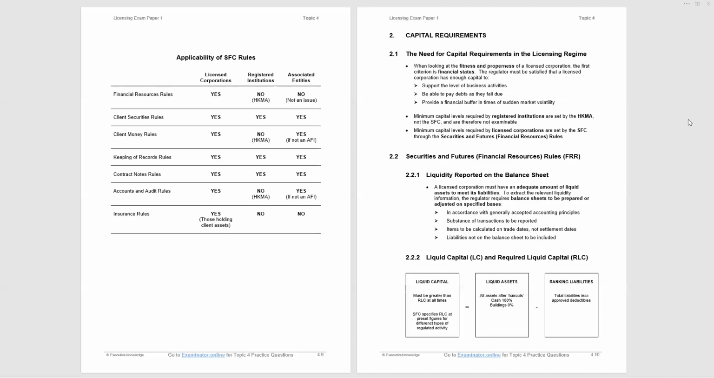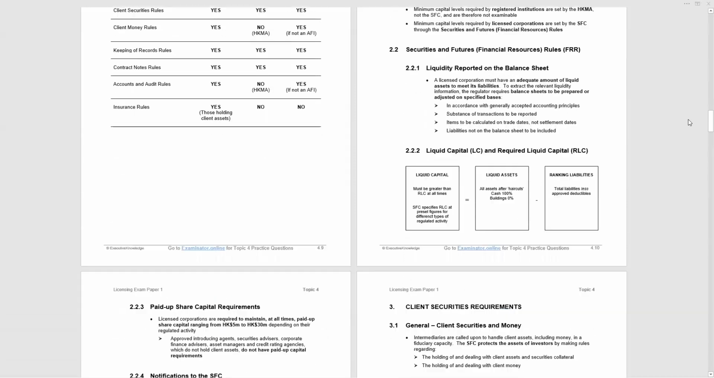So how do I calculate liquid capital? Well, there it is at the bottom of page 4.10. Our liquid capital is equal to liquid assets minus ranking liabilities. Now, in the liquid capital box, we are told that the liquid capital must be greater than RLC at all times. That is required liquid capital. What is the required liquid capital? What level? Well, at paper 1, we do not need to know. At paper 2, paper 6, etc., the responsible officer papers, yes, you need to be aware of the levels, but at paper 1, we just need to know that licensed corporations' liquid capital must be greater than the required liquid capital, whatever that is, at all times. And the liquid assets, all assets after certain haircuts, yes, examples are given. And ranking liabilities, total liabilities less approved deductibles.